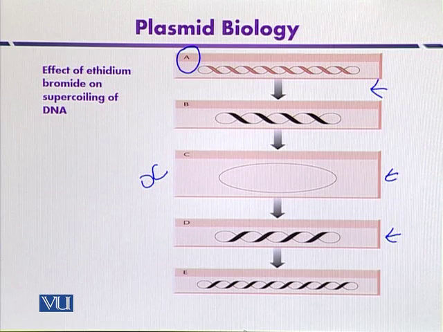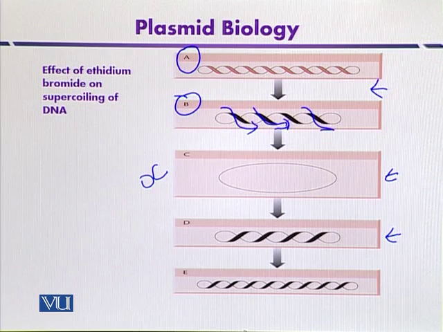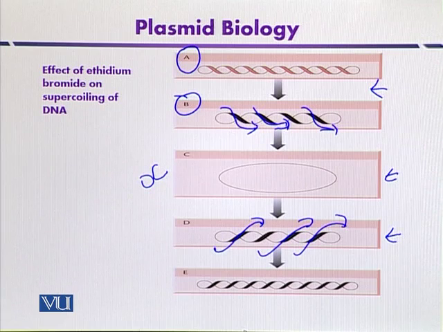Suppose at step A or B, the supercoiling is in an anti-clockwise phase, then in step D it may be in a clockwise stage. So the intercalation of ethidium bromide will cause the DNA to rewind again, but in the opposite direction, that is, negative supercoiling is finally there. So this is the effect of ethidium bromide on the supercoiling of the DNA.